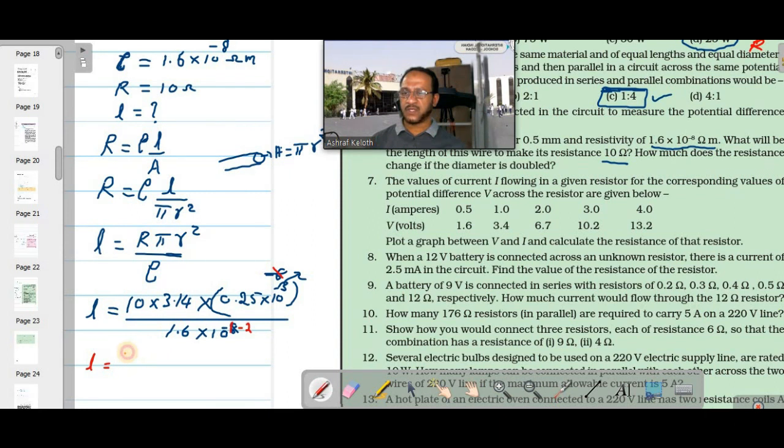Plus 2 means 100. So this can be finally written as L is equal to 10 into 3.14, which is how much? 31.4. And 0.25 square is how much?